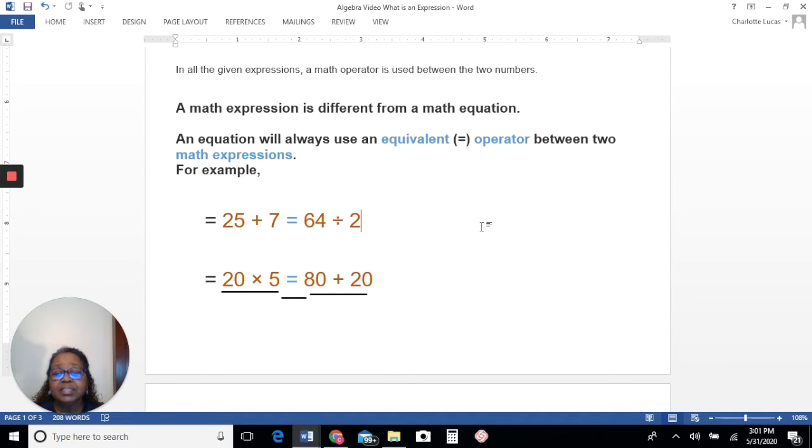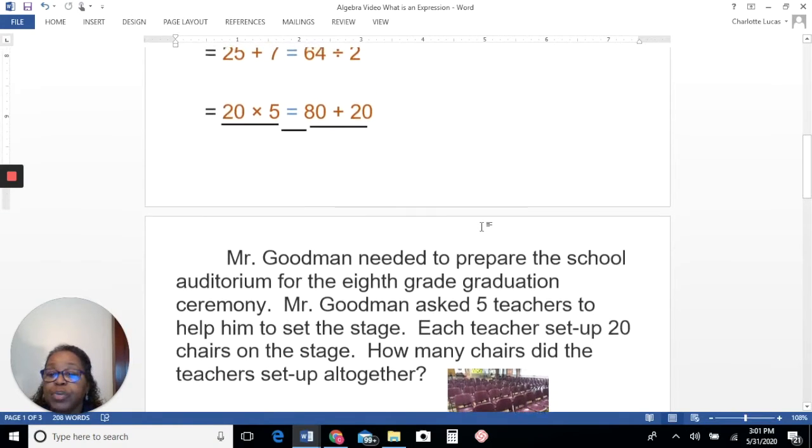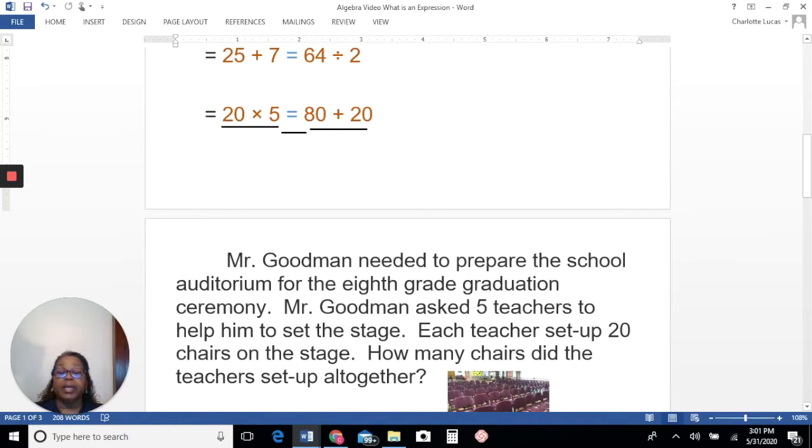So let's see if we can put this into operation. I have created a math word problem. It's my very own. I did it all by myself, and I'm very proud of myself. So I'm going to read it to you, and then let's see if we can break it into parts and solve it using the information that we know from last time.